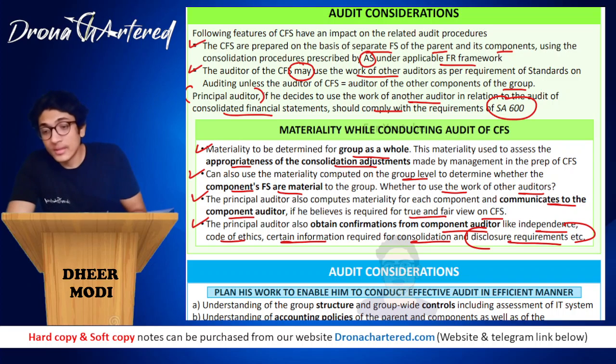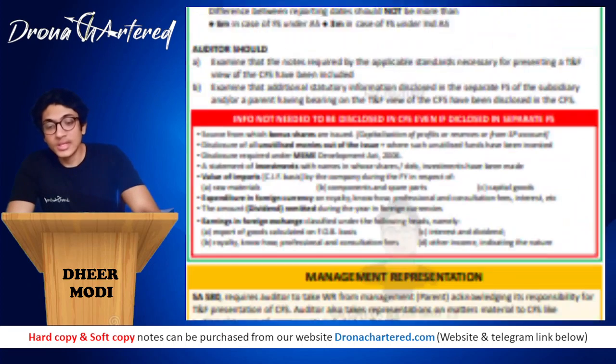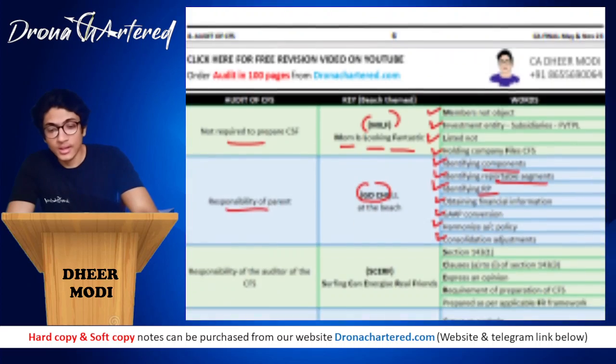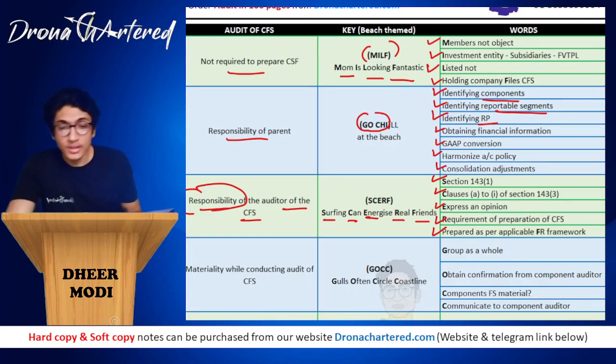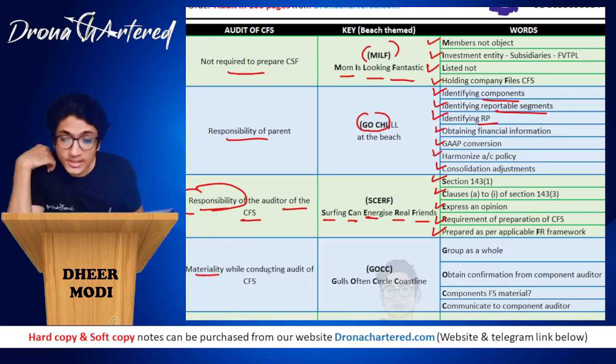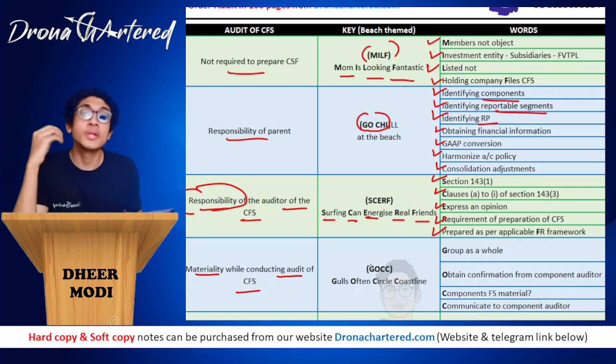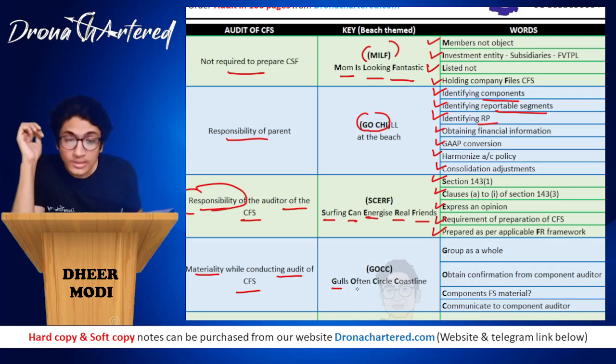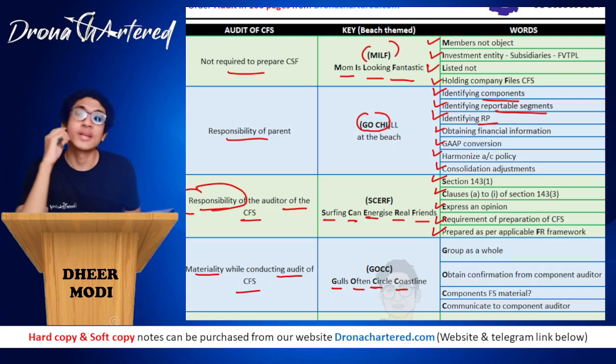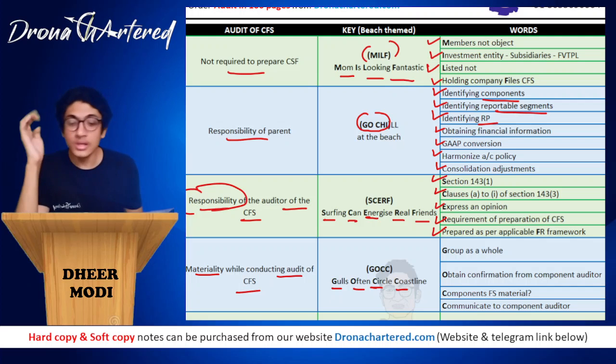Okay, so now let's see what key we have made for this. The key is, again, of course, beach related. So your key for materiality while conducting audit of CFS is GOCC. Now, gulls often circle coastline. Gulls are your birds, so they often circle coastline. Coastline is around your beach. So gulls often circle coastline.